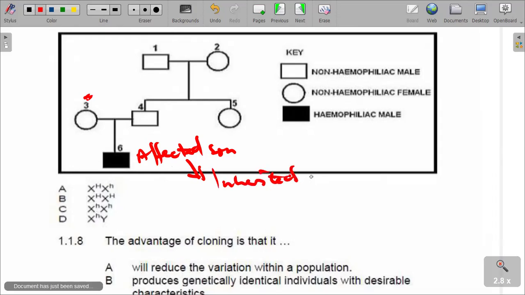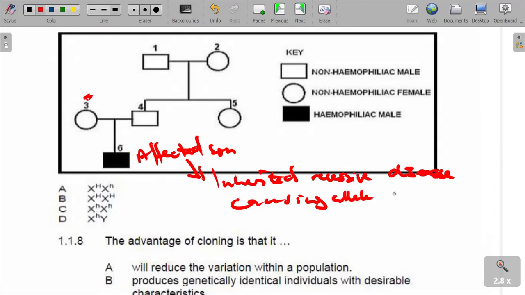The son inherited a recessive disease-causing allele from the mother. That is why the son is affected. So if in this case the mother has this condition, it means she is supposed to be a carrier. A carrier mother, what must she have?